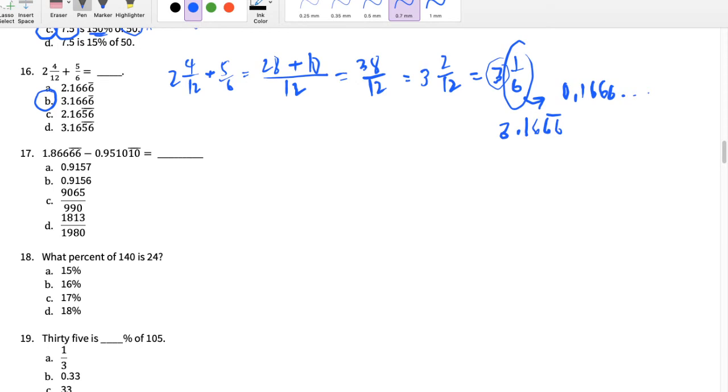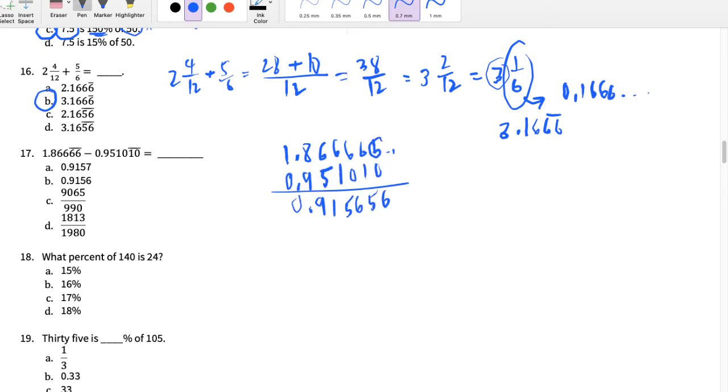Okay. How about this one? If you subtract this from 1.8666 and so on, minus 0.951010. 6 minus 6, 6 minus 1, that's 5. 6 minus 0, that's 5. Okay? Guys, if you notice, this is repeating. So, that means the difference would also be repeating. It will just be 5, 6, 5, 6. So, here we have a repeating digit 5, 6.